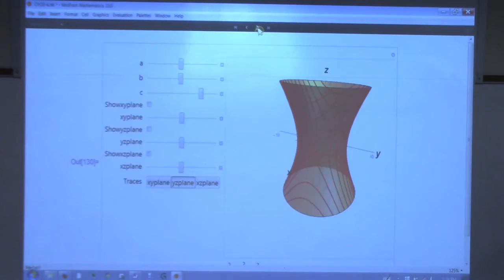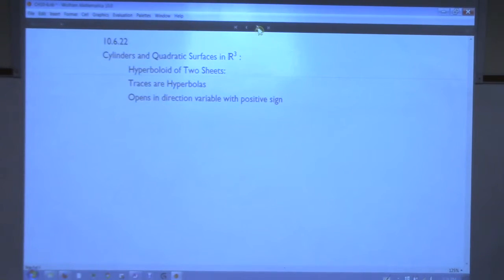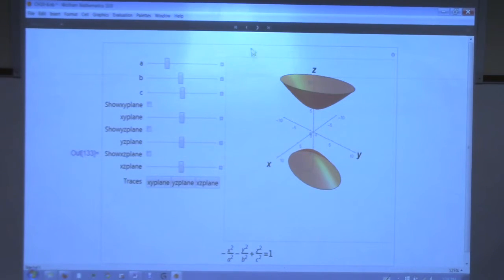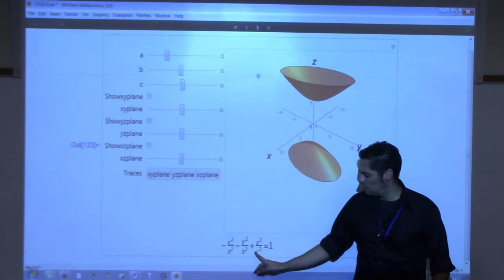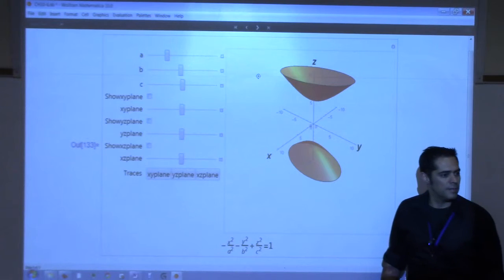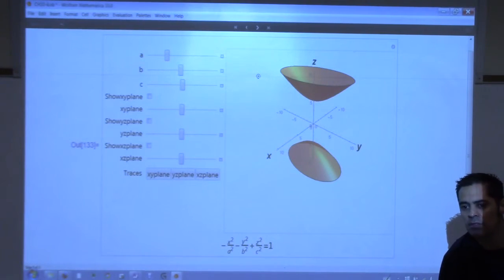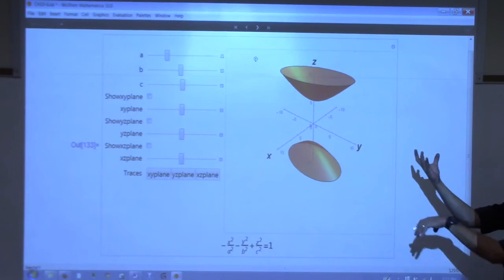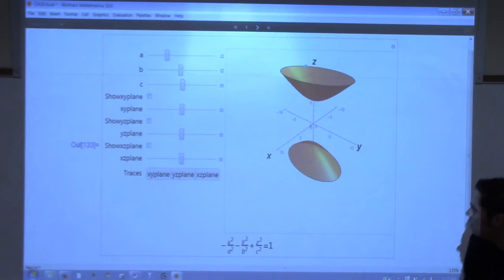Now the next example is a hyperboloid of 2 sheets. This is the last example. And look at the equation. Two negatives, 1 of them positive, equals 1. And there you get 2 bowls. You get a bowl on top and a bowl on bottom. Not a cone on top, cone on bottom. Bowl on top, bowl on bottom.